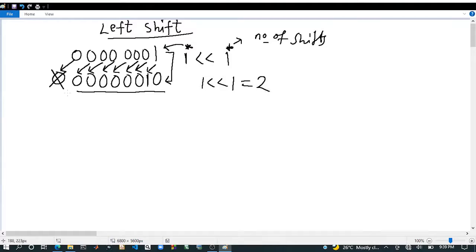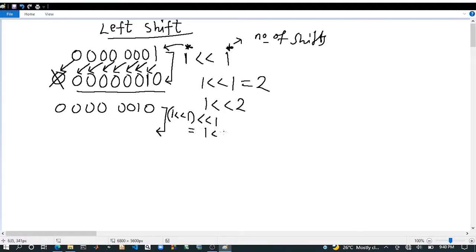Okay? So let's try 1 left shift 2. What is 1 left shift 2? To get 1 left shift 2, all we have to do is perform the left shift operation one more time on this result that we got. So we know 1 left shift 1 gives us 2, this binary number. So we're going to perform the left shift operation on this result to get 1 left shift 2. So we have 0, 0, 0, 0, 0, 0, 1, 0 as the result of our first shift. So we perform the left shifting again. That's saying 1 left shift 1, and then we're performing another left shift operation. So that is going to be 1 left shift 2.